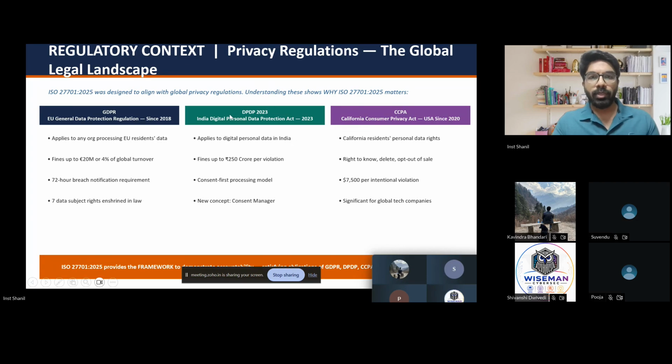Now, if we talk about the DPDP Act, which is basically India's Digital Personal Data Protection Act, launched in 2023, it applies to digital personal data within India. So similar to the EU region, our country, India, has a DPDP Act now, which imposes fines up to rupees 250 crores per violation on any company. So if your personal data is not protected by any company, you can raise a complaint under the DPDP Act and you can get a resolution for the same.